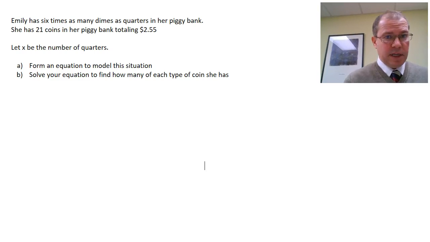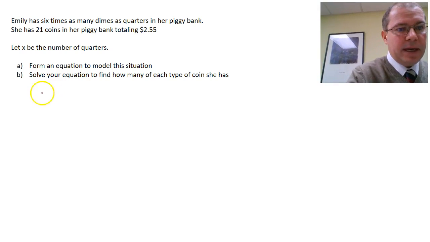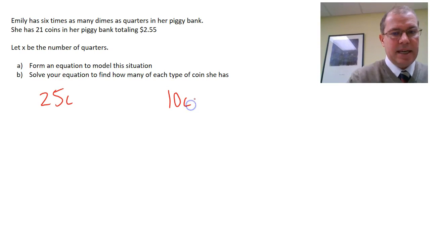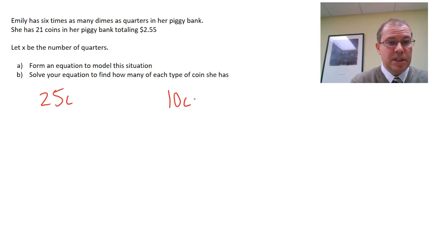Now, for anyone listening around the world who doesn't know what a quarter and a dime is, a quarter equals 25 cents and a dime is 10 cents. So that's how much it works. And obviously there are 100 cents in $1.